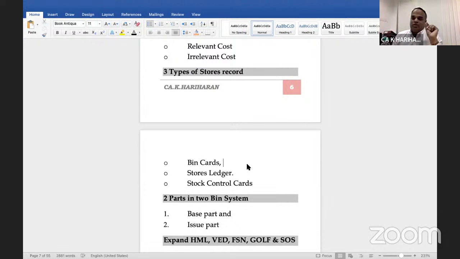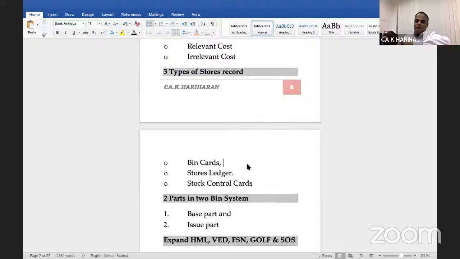In the two bin system, the bin is divided into two parts. One is called the base part, another is called the issue part. Whenever we need the raw material, we have to take it from the issue part. The raw material keeps reducing as we consume it. Once it touches the base part, that is an alarm for me. I have to repurchase. That's why it's called the reorder level. Clear? For that purpose, the two bin system is used.